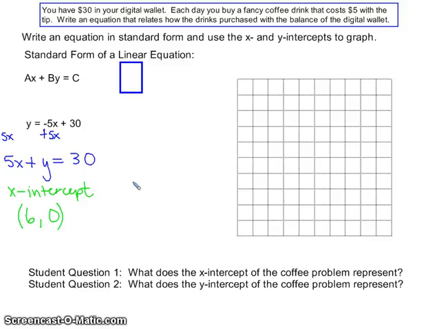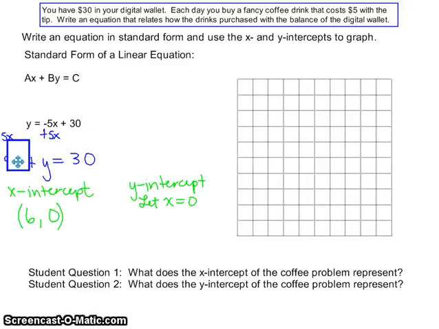If we're going to find the y-intercept, we're going to let x equal 0. I can follow that same step again. I can simply cover up my x because 5 times 0 is equal to 0, and that leaves me with y is equal to 30. So the x is 0 and the y-coordinate is 30.